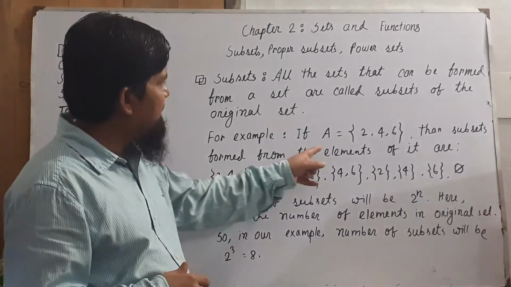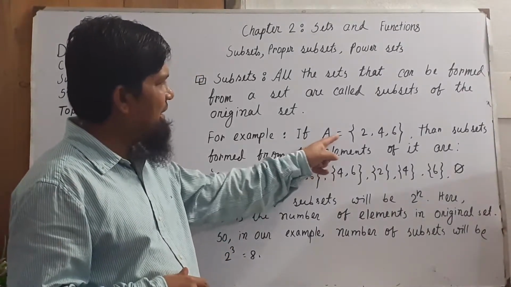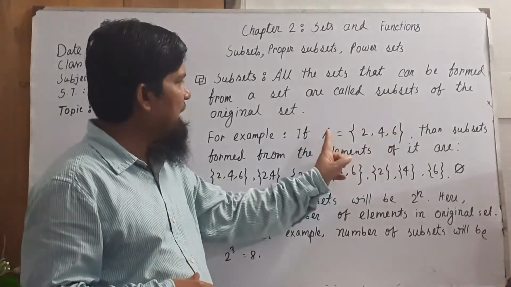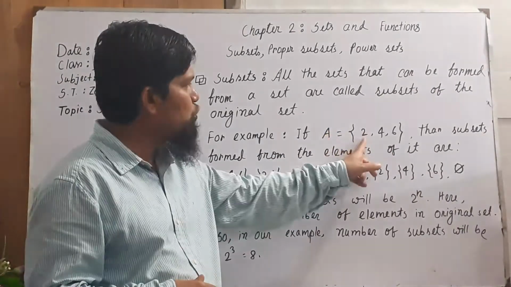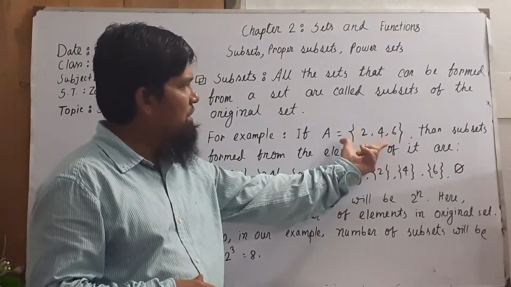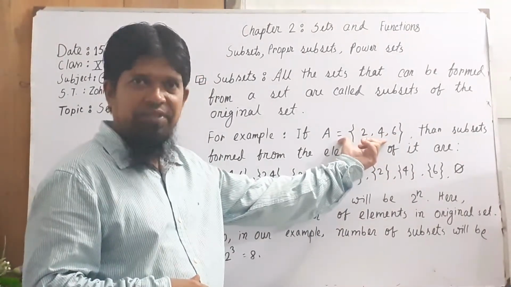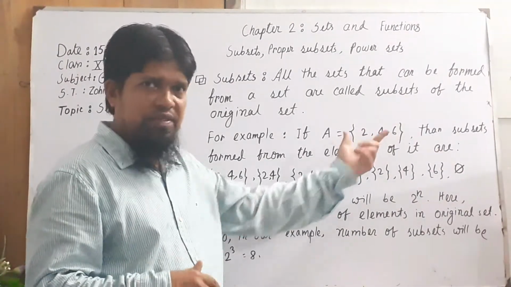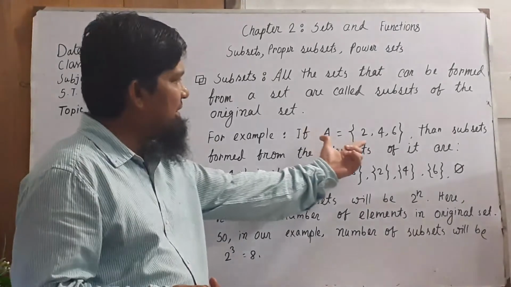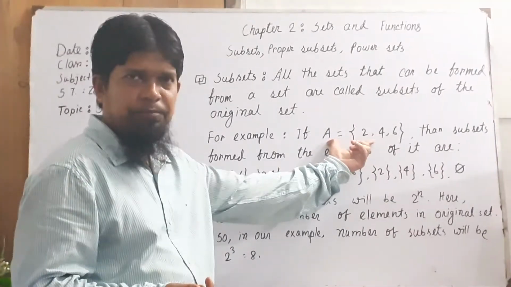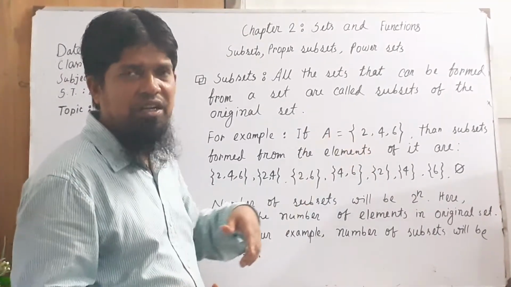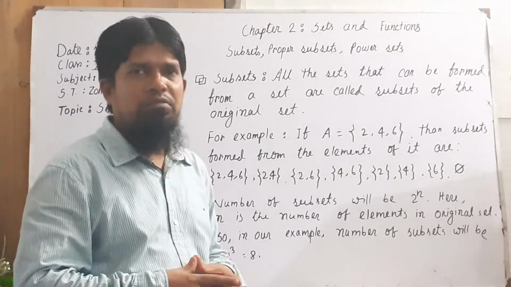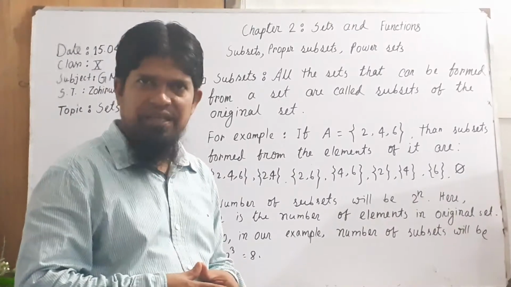For example, I have written here set A equals {2, 4, 6}. That means the elements of set A are 2, 4 and 6. So this is the original set or given set. So how will we form the subsets from this given set? And how many sets can be formed from this set? That is the main point of our discussion.